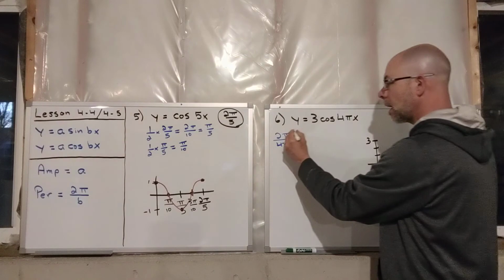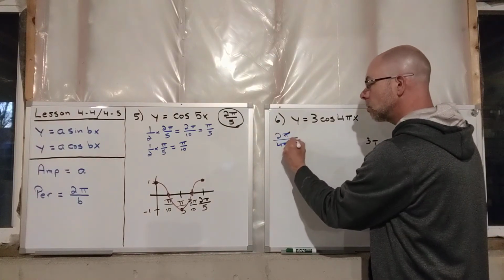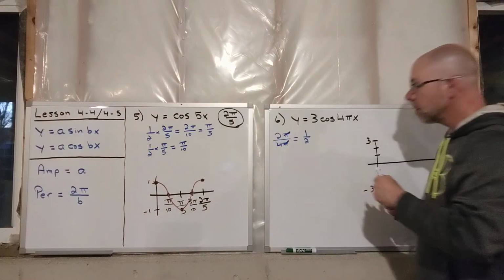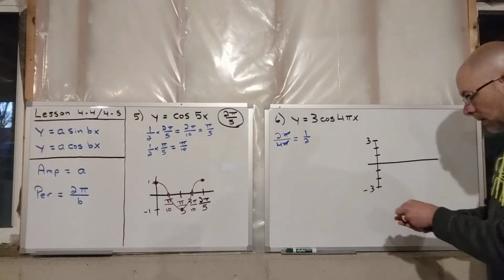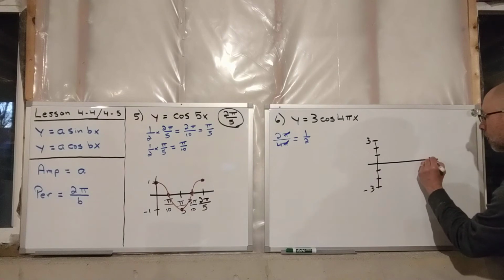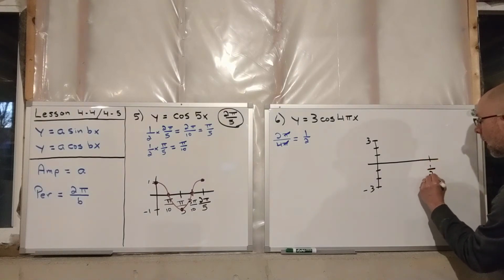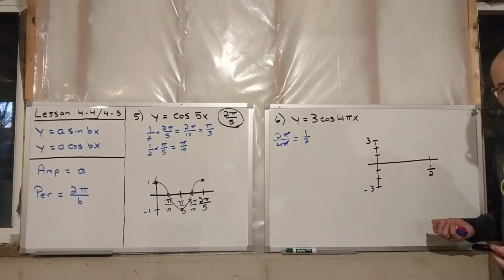Number 1, the pi's reduce. Number 2, 2/4 reduces to a half. Folks, this period doesn't even have a pi in it, and that's okay. It just means the graph ends at 1/2. And we divide accordingly.